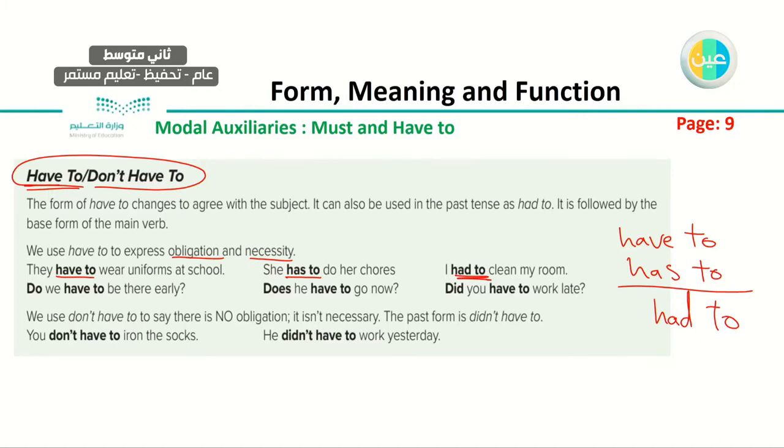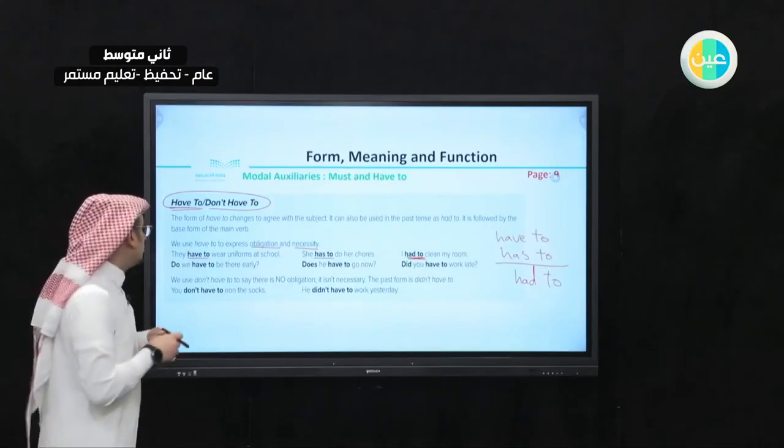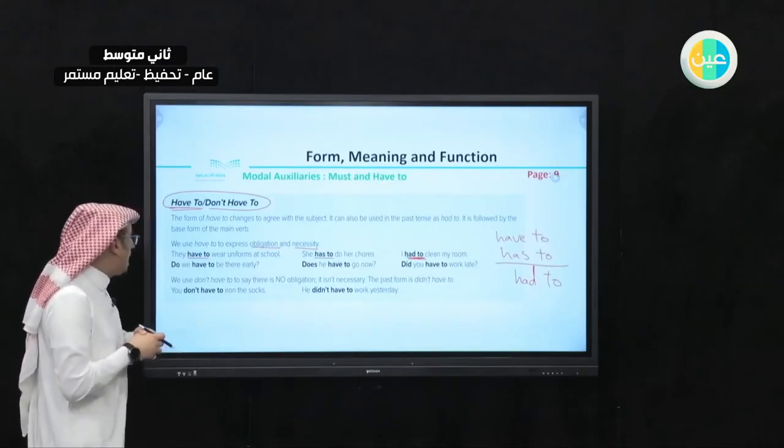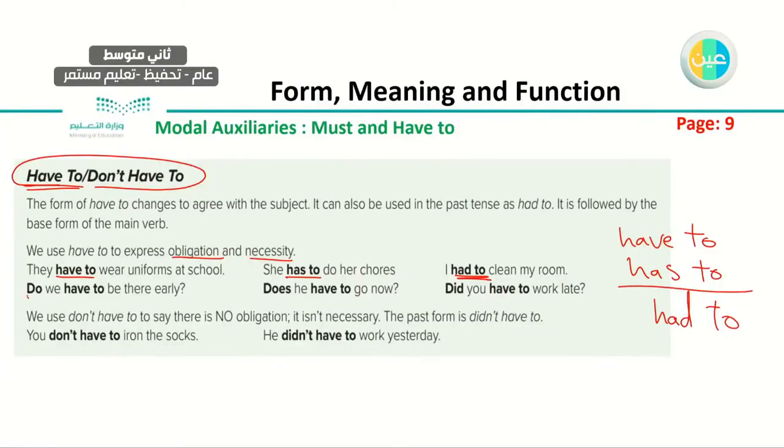Look carefully at the question. When you want to form a question expressing obligation or necessity by using have to, has to, or had to, you have to use a helping verb, auxiliary do, does or did, depending on the time that you ask your question. Do we have to be there early?